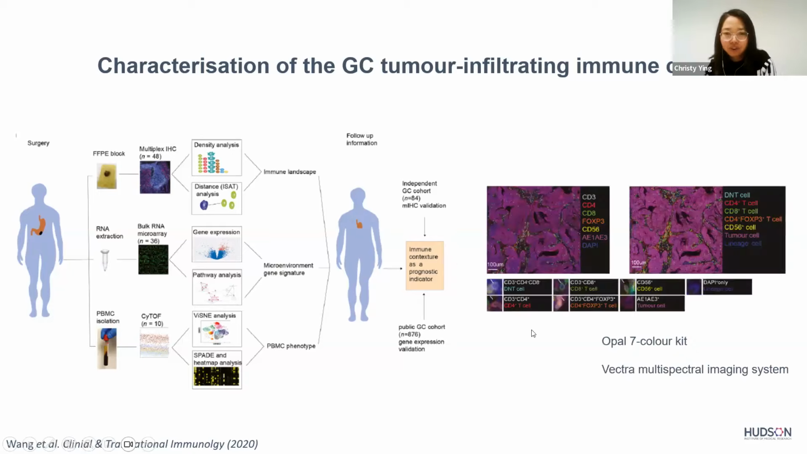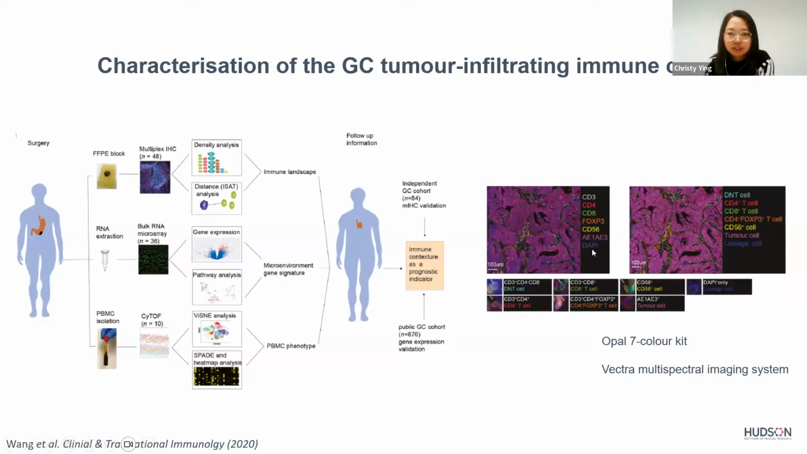For this story, we applied the Opal 7 kit, because this work was done at PintMac, and my collaborator Mingyu Huang is the main person who did this work. With the 7 kit, and because PintMac has the Vectra multispectral imaging system, we could do more analysis on the staining results.